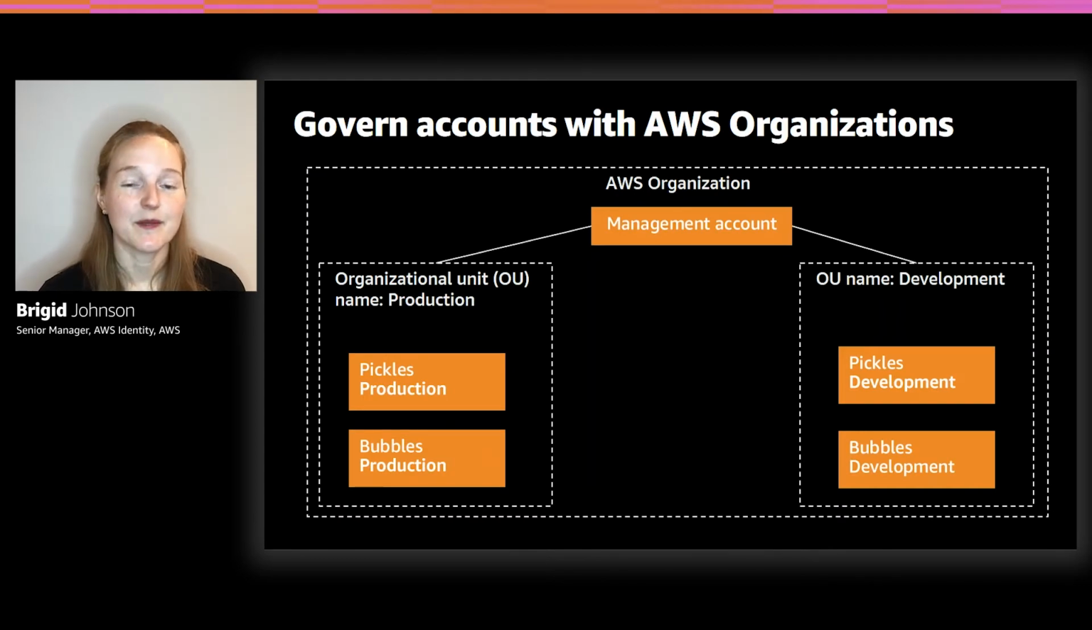And then you would have separate OUs. We recommend a production and development OU. You might have a few others as well, obviously. And in those OUs, I have two accounts, Pickles and Bubbles. I like to call these my areas of investment. Pickles is my horse, and I spend a lot of time and some money on him. And then, of course, Bubbles, who doesn't like a nice bottle of champagne. So that's what an org looks like.